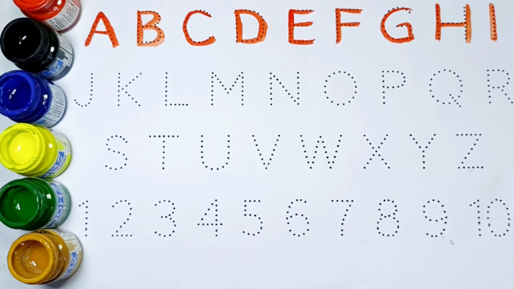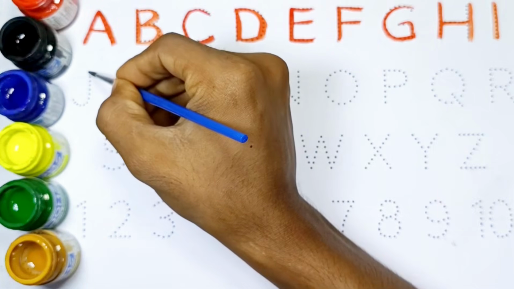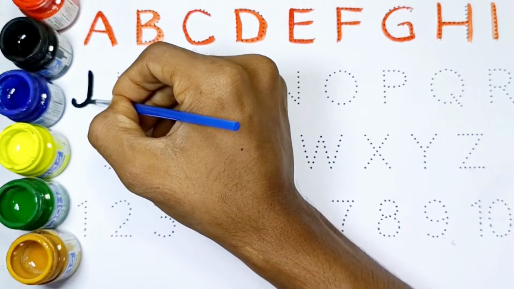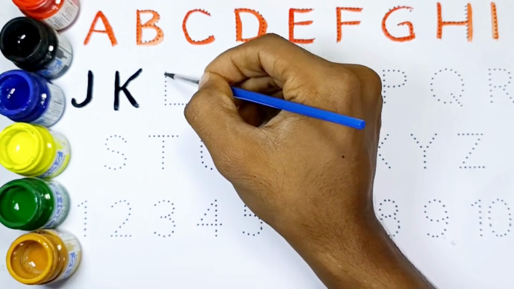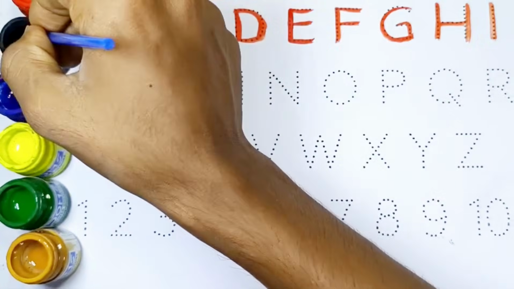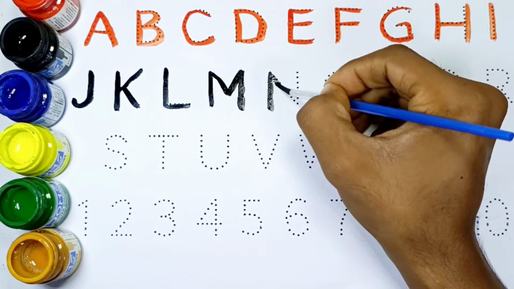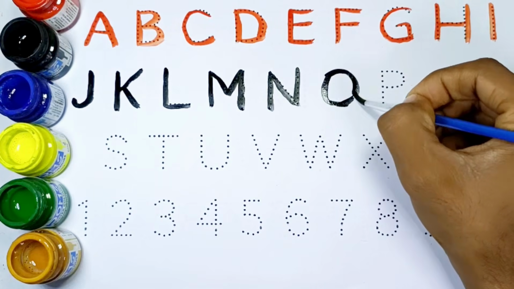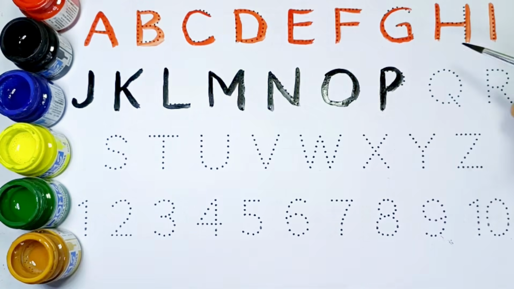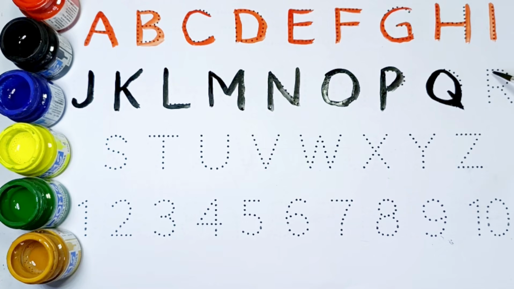Kids, now you draw J and use black color. J for joker, K for king, L for lion, M for moon, N for nose, O for orange, P for parrot, Q for queen, R for rose.